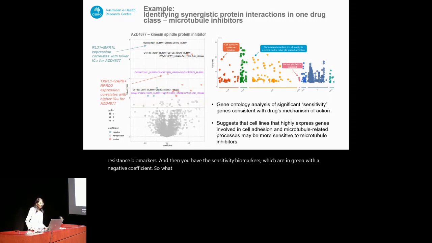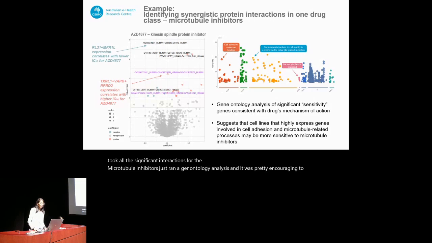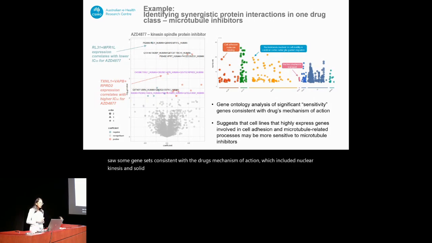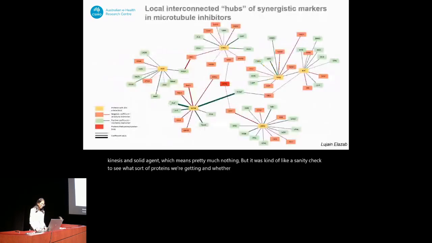So what we did was, in the data set, we had 10 microtubule inhibitors. We took all the significant interactions for the microtubule inhibitors and just ran a gene ontology analysis. And it was pretty encouraging to see. We saw some gene sets consistent with the drug's mechanism of action, which included nucleokinesis and cell adhesion, which means pretty much nothing. But it was kind of like a sanity check to see what sort of proteins we're getting and whether we're completely off base.